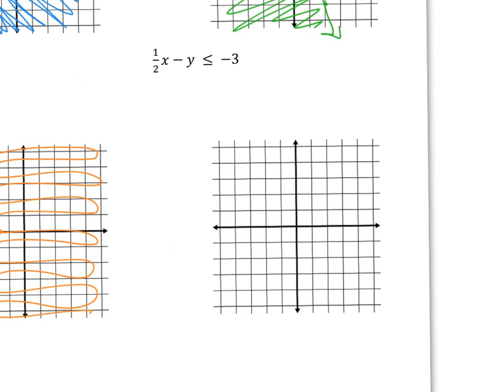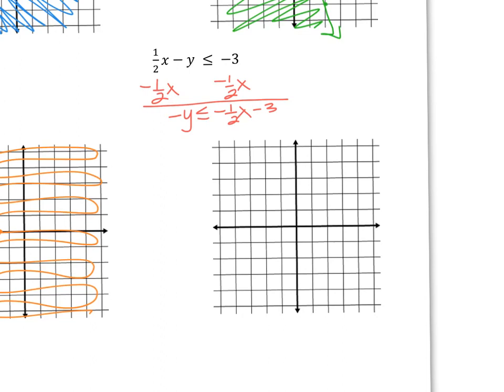1/2 x, so of course we have to have a fraction, obviously. 1/2 x minus y is less than or equal to -3. First thing you want to do is isolate your variable. Let's move that 1/2 x over by subtracting. All kinds of negatives here. -y is less than or equal to -1/2 x minus 3.